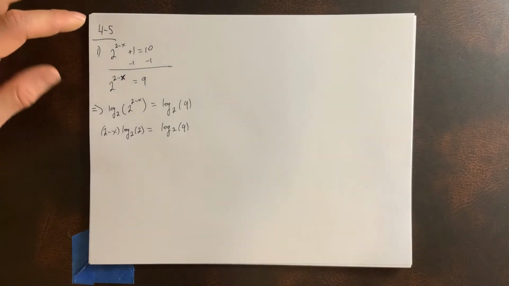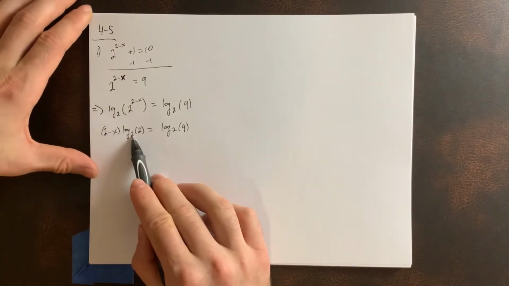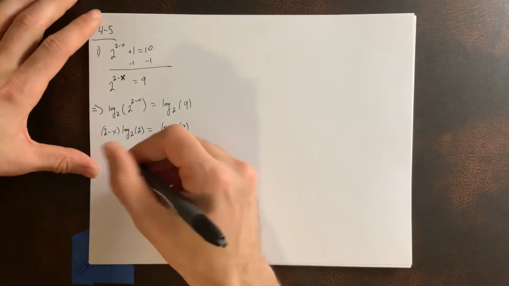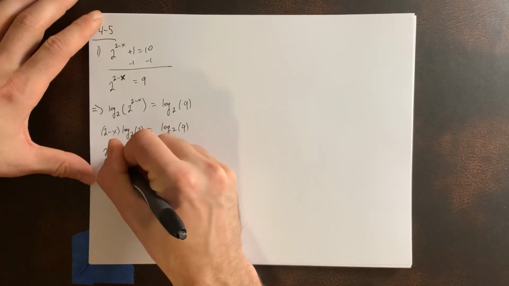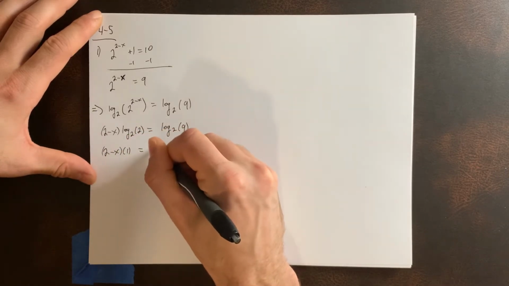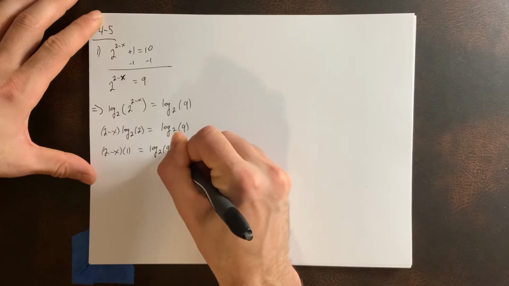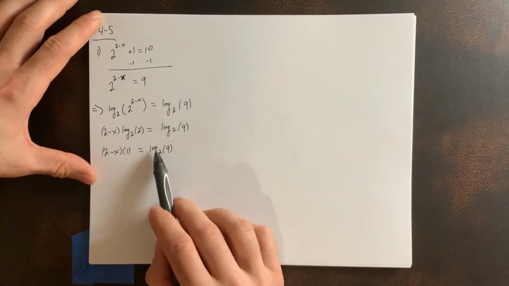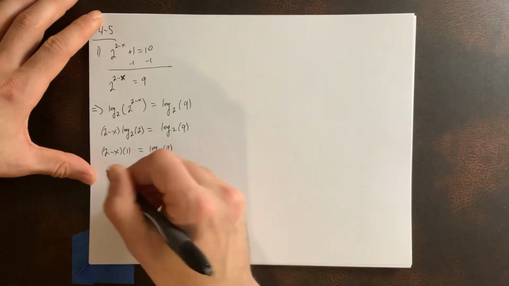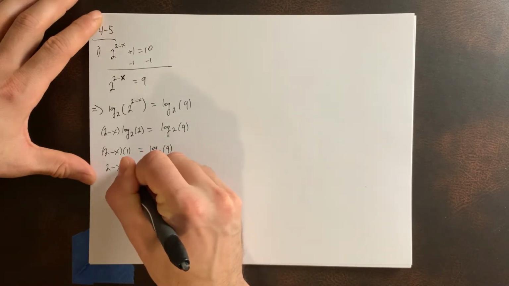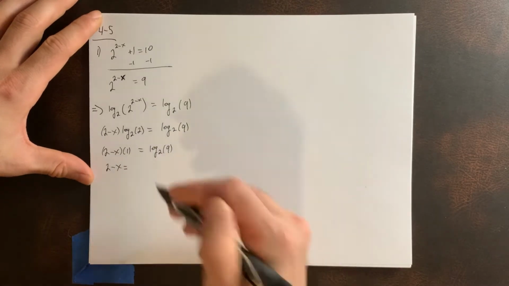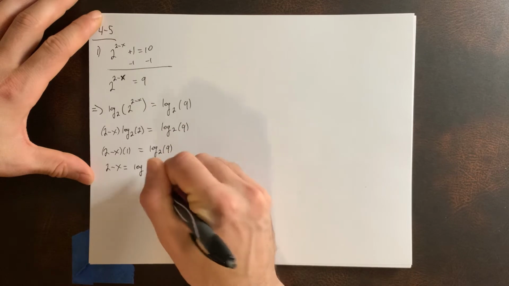Another log rule we can use is, here you see we have log base 2 of 2. The base and the inside are the same, so that just equals 1. So this is going to be 2 minus x times 1, which is equal to log base 2 of 9. There's nothing we can do to simplify log base 2 of 9, but there's no reason why we can't just keep writing this. This is fine. So 2 minus x times 1 is just 2 minus x, equals log base 2 of 9.